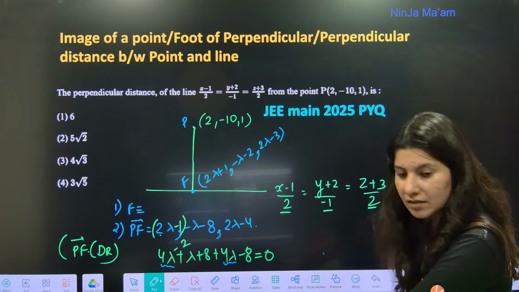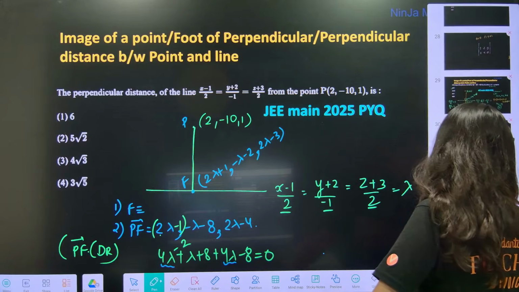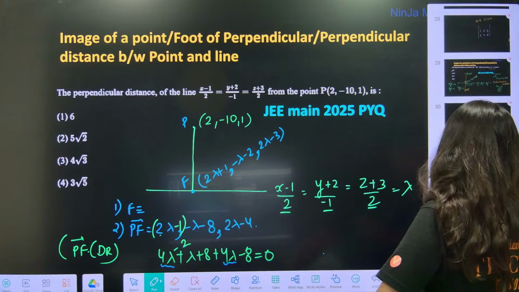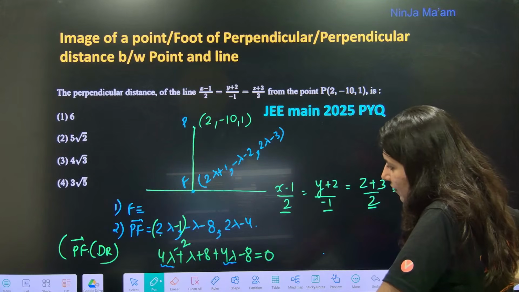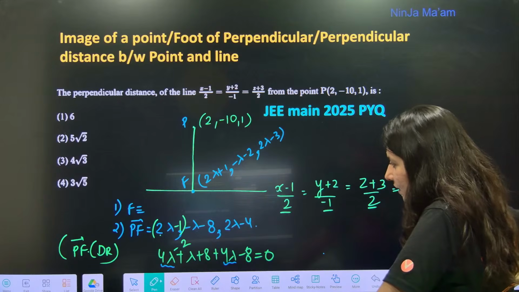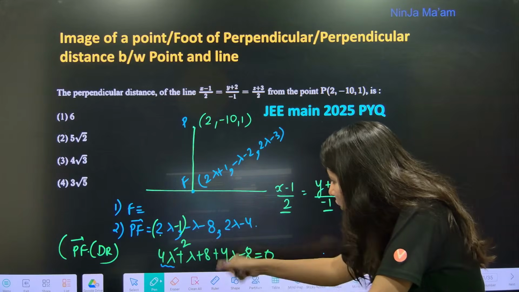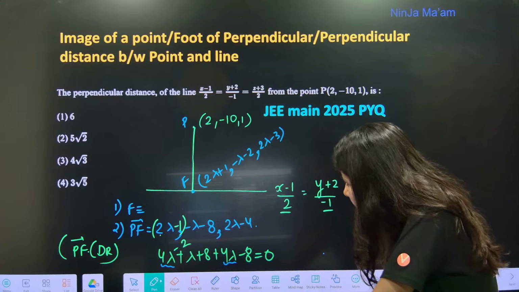Any mistake? So I am going to get the value of lambda as 9 lambda. 8 and 8 are gone. Correct?